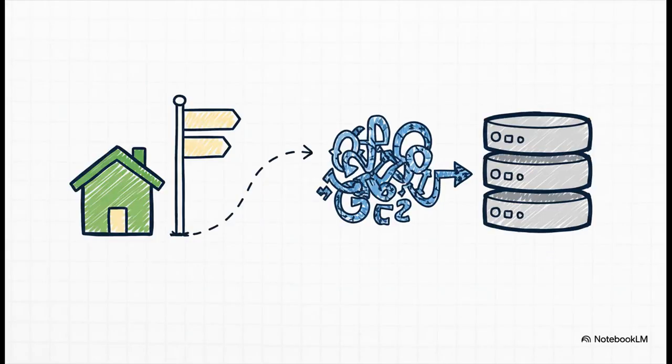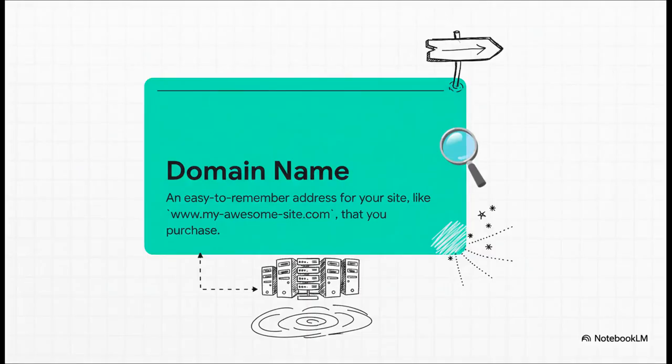And now for the final piece of our puzzle, step 3. People need an address to find you. See, your server has a technical address. It's this long string of numbers called an IP address. But let's be honest, nobody is ever going to remember that. So what you need is a domain name. This is that easy-to-remember address for your site, like www.myawesomesite.com. You buy it, and then you point it towards your server space.